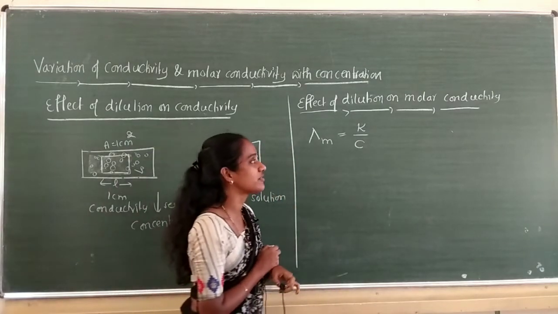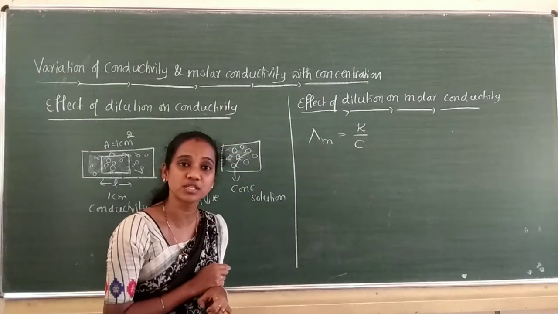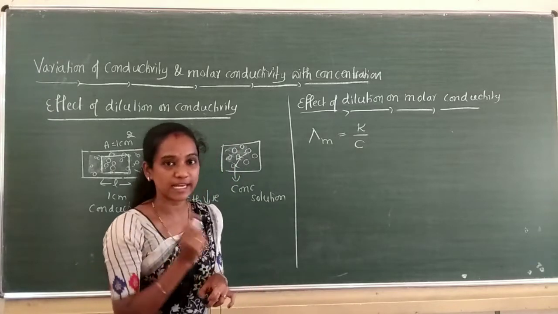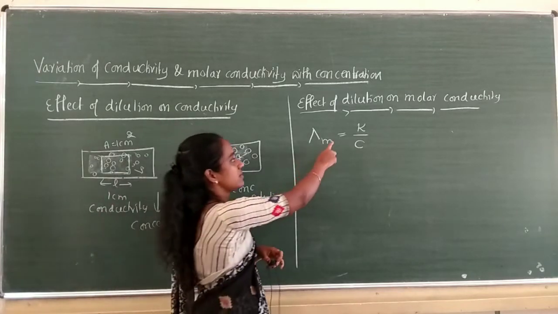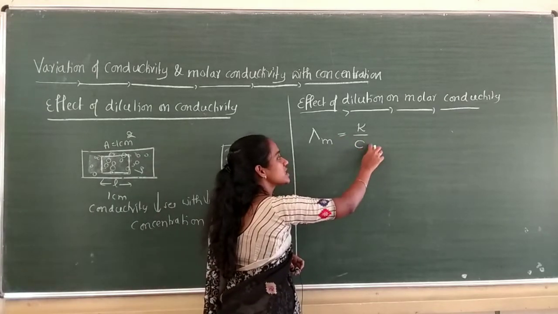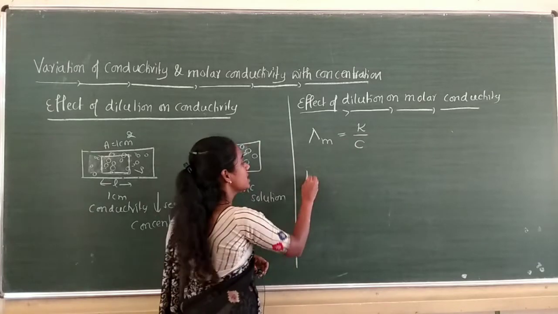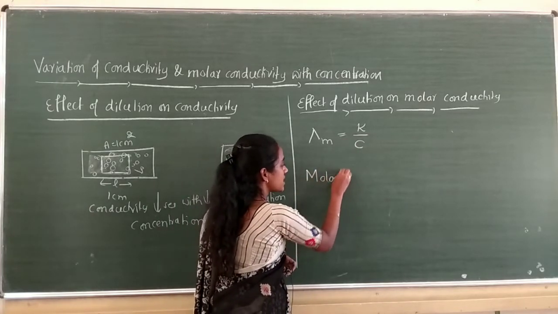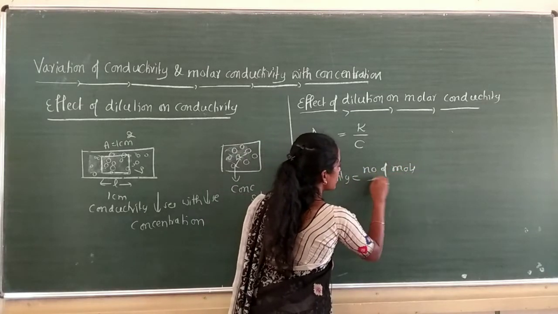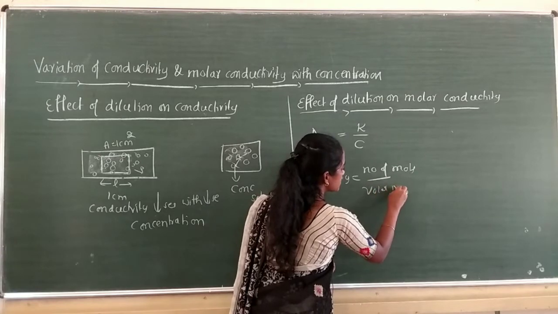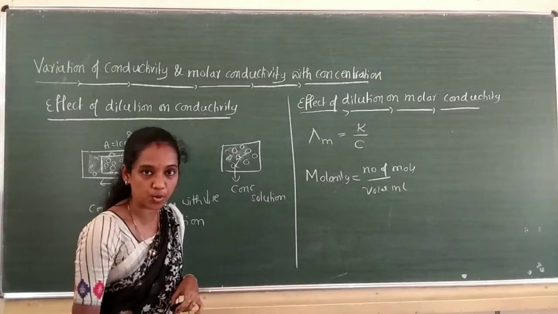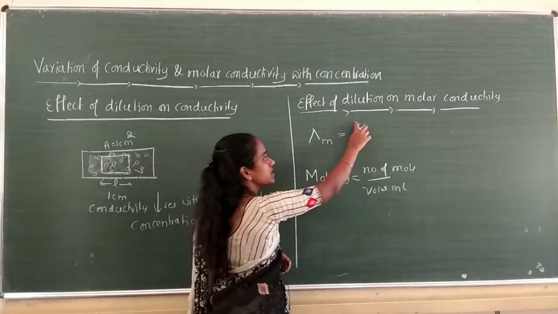So molar conductivity is the conductivity produced from the ions which are produced from 1 mole of electrolyte, which is given by lambda m equal to K by C. We know that if concentration is in terms of molarity, the formula of molarity is number of moles divided by volume of the solution in liters. That means concentration and volume are inversely proportional to each other. So I'll consider here 1 by C.